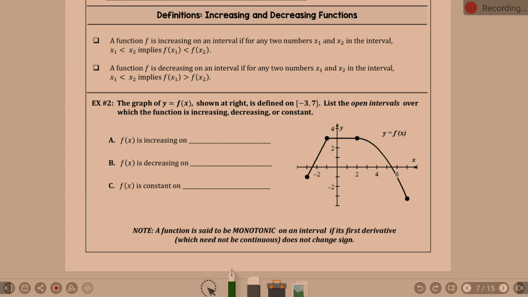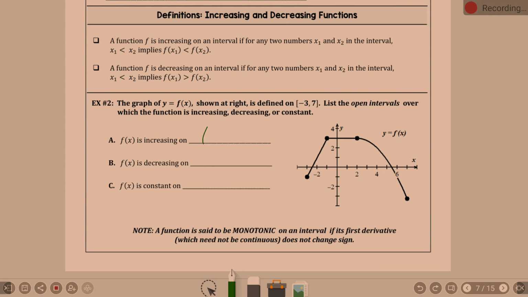Okay, example 2. The graph of y equals f of x shown at right is defined on the interval -3 to 7. List the open intervals over which the function is increasing, decreasing, or constant. So, increasing intervals. -3 to -1. Good job.